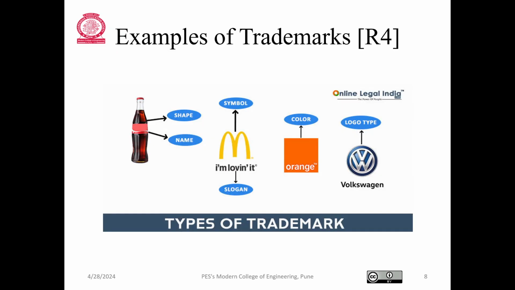These are the best examples of trademarks. So you can see here one bottle is given. The shape and the name of this bottle is the trademark. So can you identify this? Yes. This is the bottle of Coca-Cola. The shape is unique and the name is also a trademark, that is Coca-Cola.